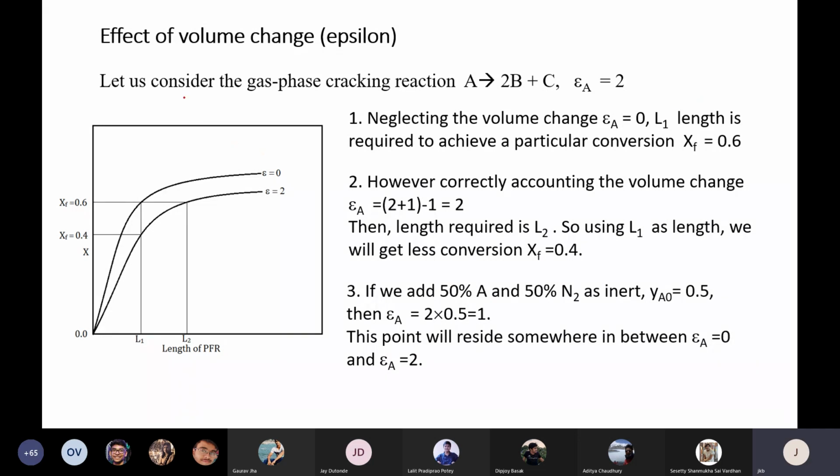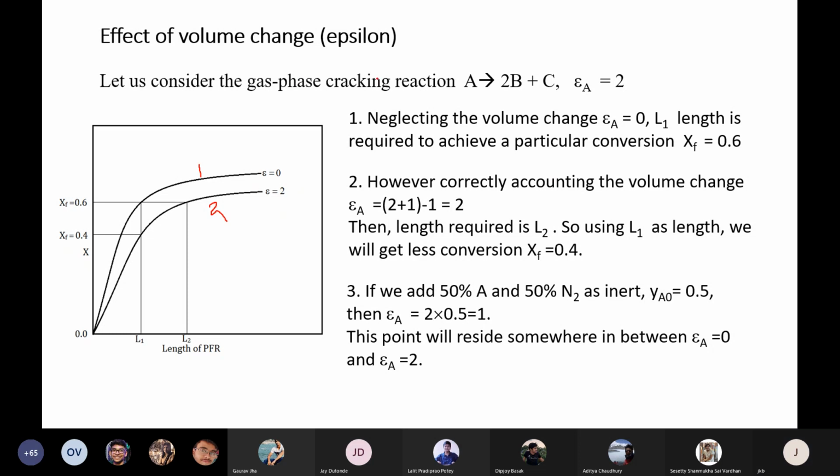And this effect of volume change is also explained with this plot. Let us consider the reaction A to 2B plus C, with epsilon A 2. Now if we neglect it, that is epsilon is 0, we'll get one plot. This is plot 1 and this is plot 2 for epsilon 2. So for epsilon 0, top one, and the below, that is with epsilon 2. Here we can compare in the same way.